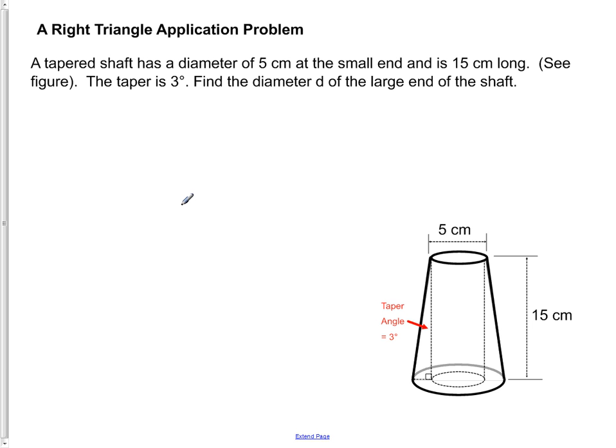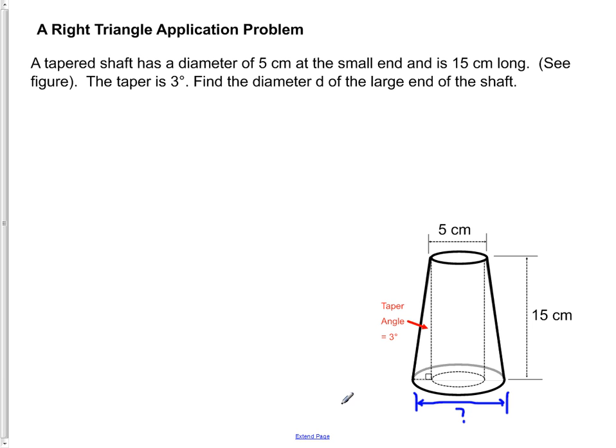And this tapered shaft has a diameter of 5 centimeters. And the shaft itself is 15 centimeters. Now I've kind of exaggerated what it would look like right here. But the taper itself is 3 degrees. That means that the outside of this shaft increases its diameter as we go, while the internal area of the shaft just stays the same, right? Just as a nice right cylinder. So the question is, what is the diameter of this particular end of our tapered shaft?